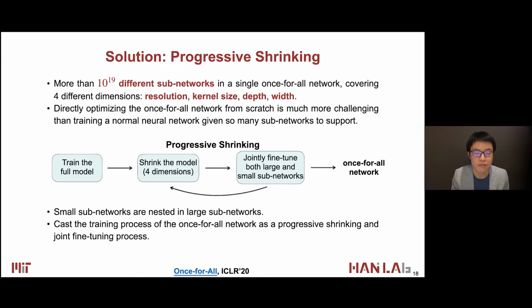For those who are familiar with model pruning, you may find it's roughly similar. We shrink it, we prune it, but that's only in the channel dimension. We're going to talk about the relationship between progressive shrinking and pruning in later slides. Smaller subnetworks are nested in the large subnetworks, so their weights are shared. So you just train one model that can contain many models. And we cast the training process of the once-for-all network as a progressive shrinking and joint fine-tuning process.